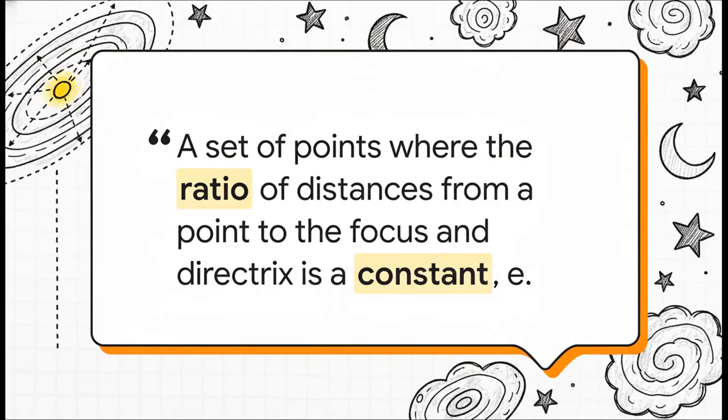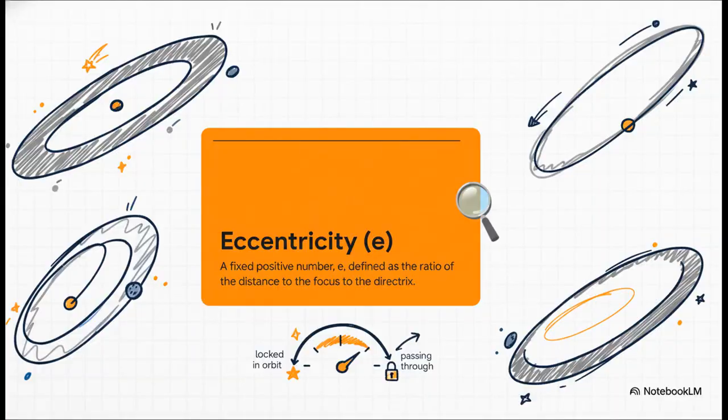So, how do these two things, the anchor point and this ghost line, actually work together? Well, it all comes down to a really cool, simple rule. For any point along an object's path, the ratio of its distance to the focus versus its distance to the directrix is always the same. It's a constant. And that constant ratio has a name. It's called eccentricity, and we just call it E. This single number is our third and honestly our most important ingredient. It's like the magic dial for the universe that determines whether an object is going to be locked in orbit forever or if it's just passing through.